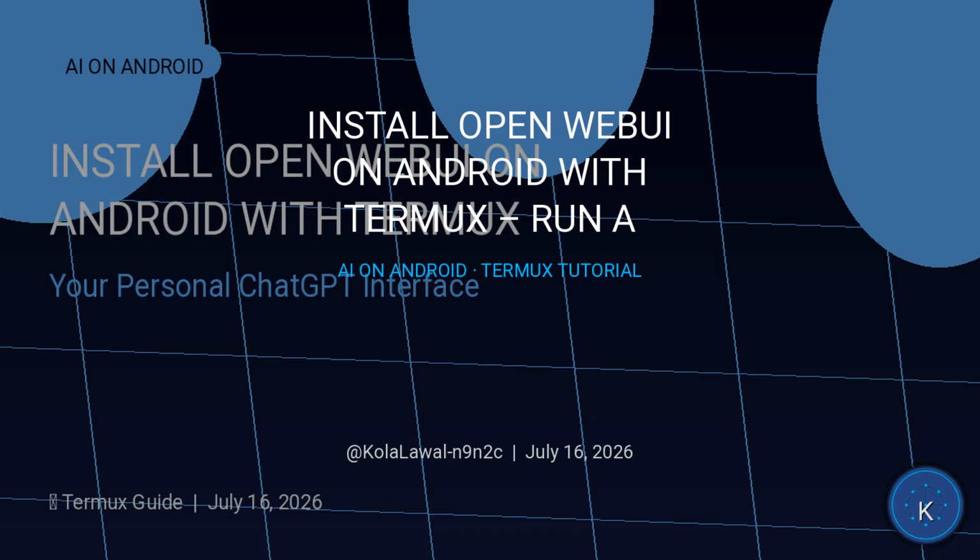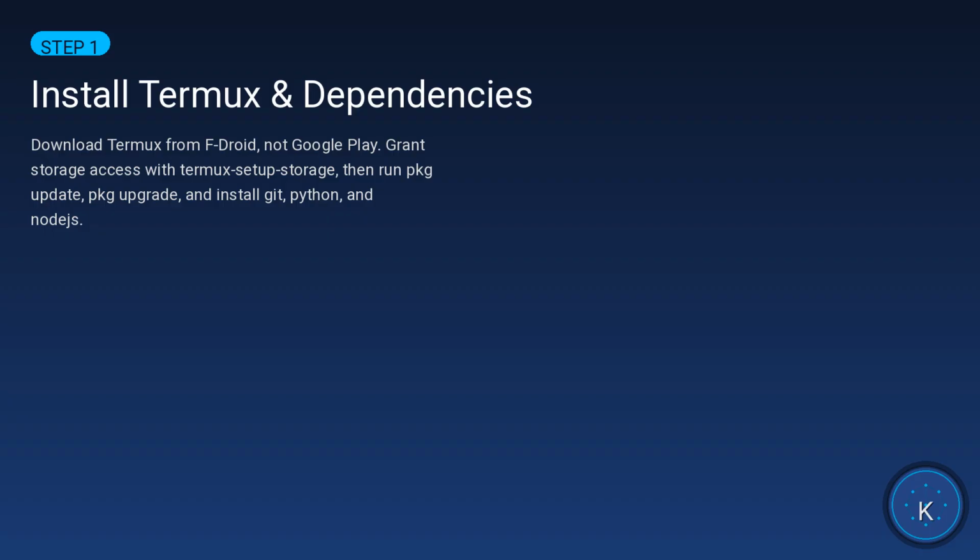Install Termux and dependencies. Download Termux from F-Droid, not Google Play. Grant storage access with termux-setup-storage. Then run pkg update, pkg upgrade, and install Git, Python, and Node.js.